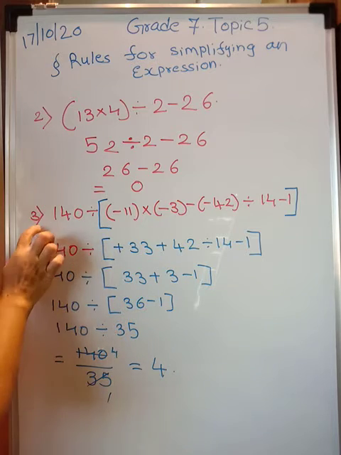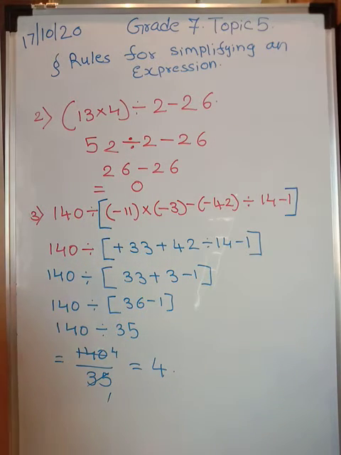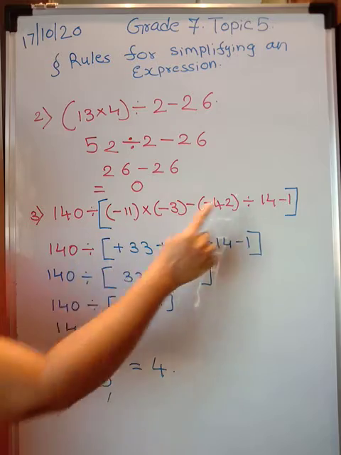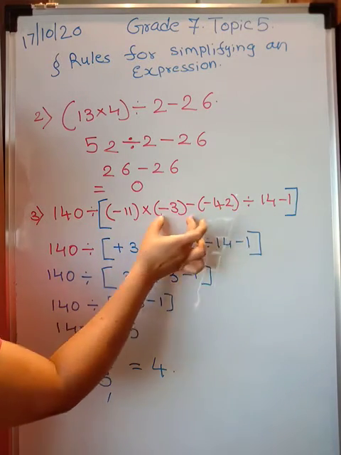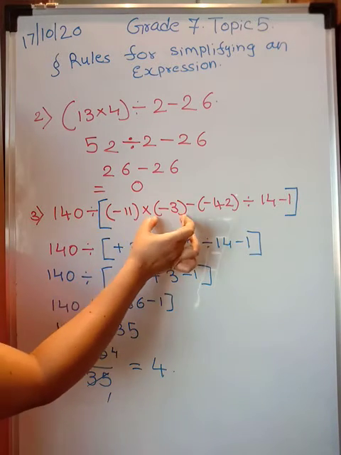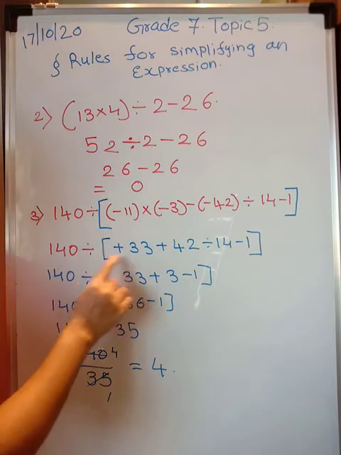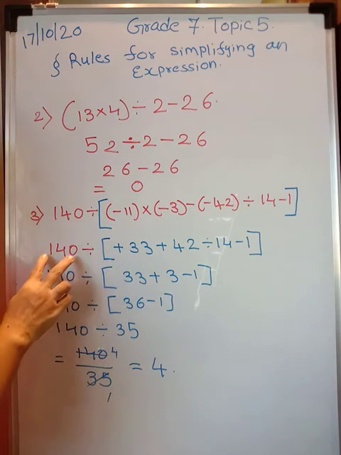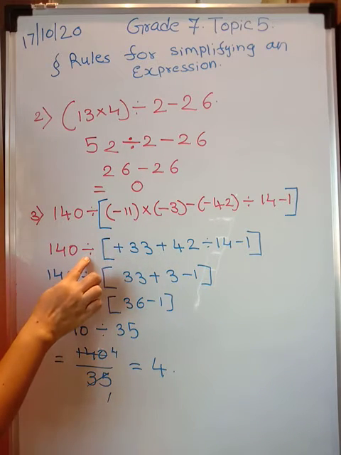Done. Now look at this third problem. 140 divided by, this is a complete bracket, and in that small brackets are there. What is the rule? Solve the bracket first. Alright. So we are going to solve these small brackets first. This big bracket I am keeping as it is. 140 is over here. Division sign as it is.